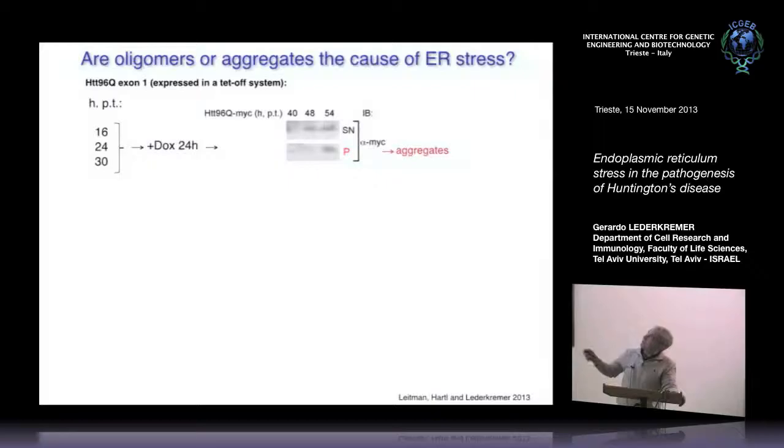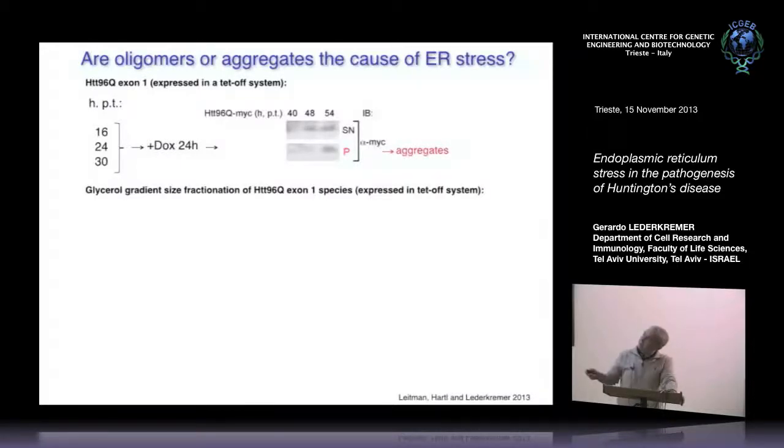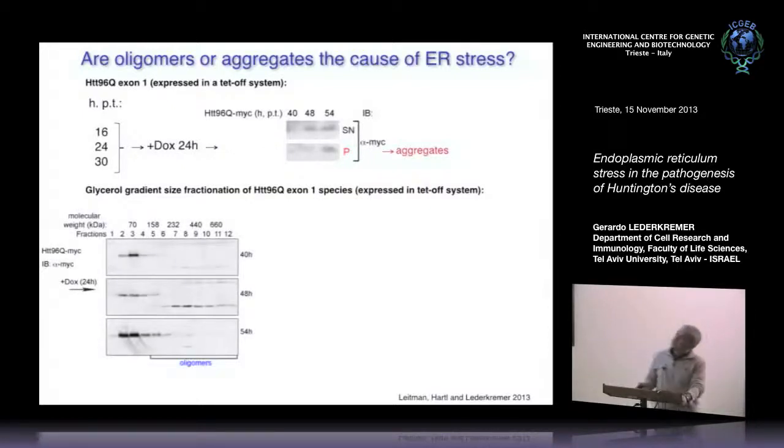And now what we can do is we can take the soluble form and try to separate oligomers there that are soluble. And we did this by glycerol gradient size fractionation. And so we're taking fractions from the glycerol gradient here, and you can see the oligomers are appearing in this region, and these are the monomers. And you can see with these times, that are the times that are up here, that oligomers are appearing and then disappearing again. They're probably converting to aggregates, right, that appear with time.